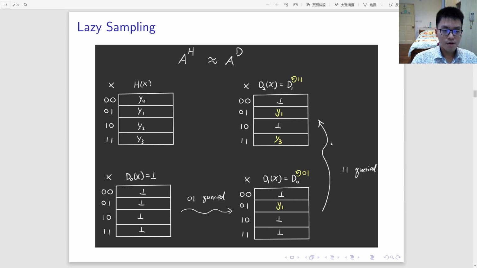Next, let's talk about the lazy sampling technique, a commonly used technique for analyzing the random oracle model. We can basically simulate a random oracle using a database instead of sampling the entire function at the beginning. We think of the database as initially empty everywhere, and whenever an entry is being queried, we sample a fresh randomness for that entry.